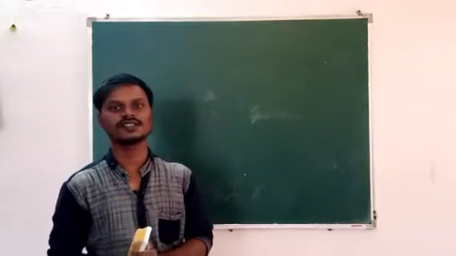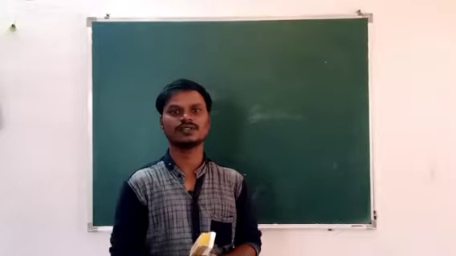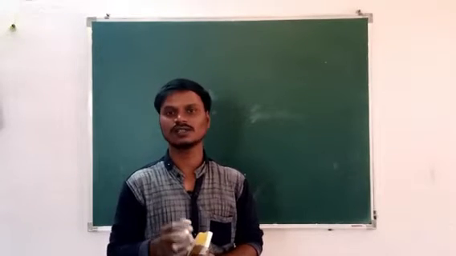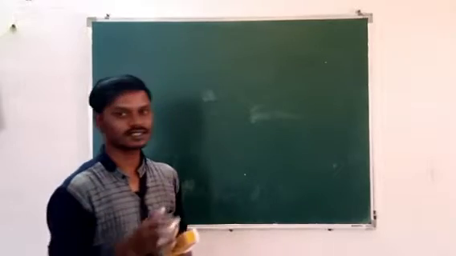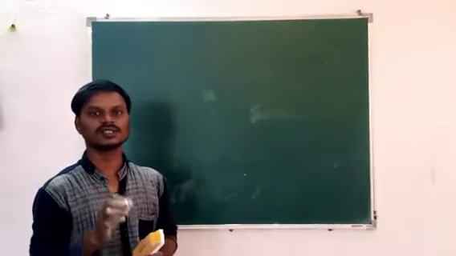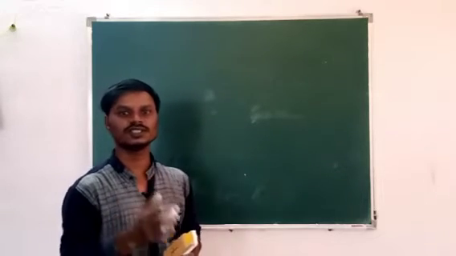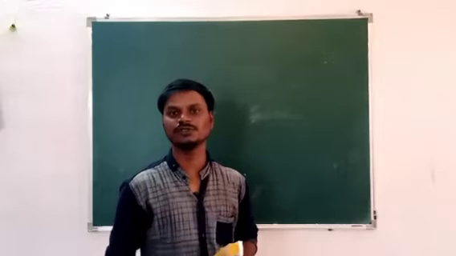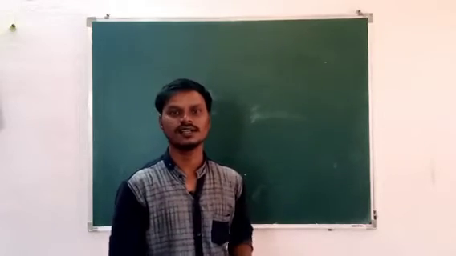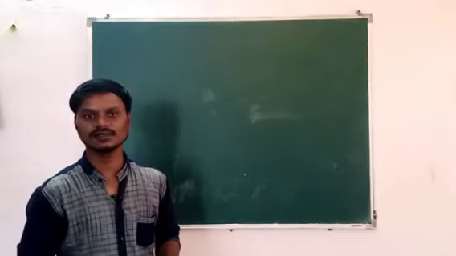Good morning students. In the last class we discussed the position versus time graph for several cases. What are those cases? Position versus time graph for when the object is at rest, for when the object is moving with uniform velocity, for when the object is moving with increasing velocity, and for when the object is moving with decreasing velocity.